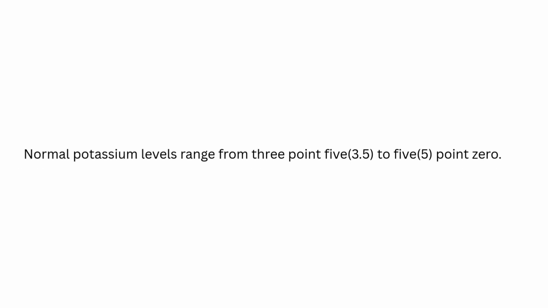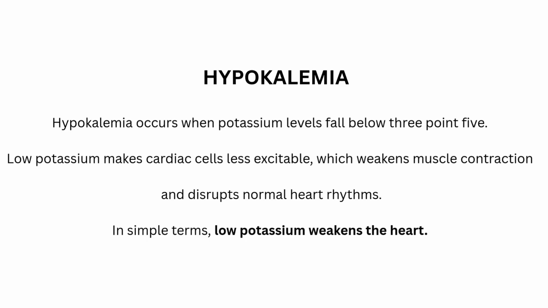Normal potassium levels range from 3.5 to 5.0. Let's start with hypokalemia. Hypokalemia occurs when potassium levels fall below 3.5. Low potassium makes cardiac cells less excitable, which weakens muscle contraction and disrupts normal heart rhythms. In simple terms, low potassium weakens the heart.